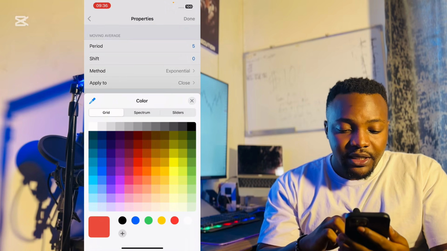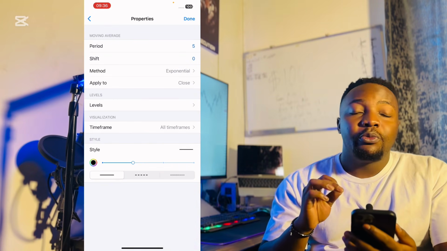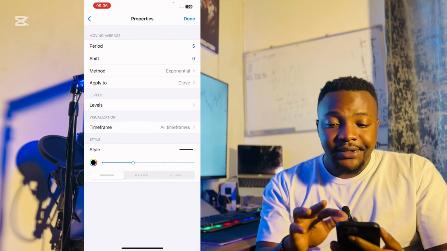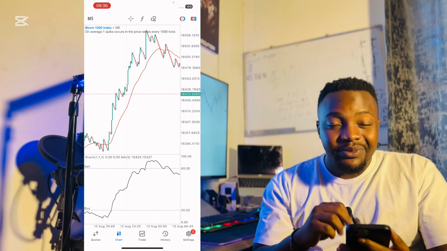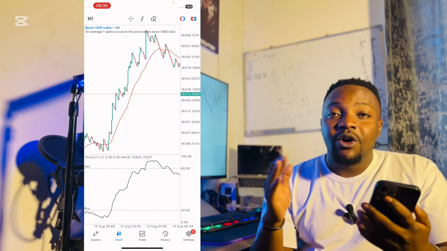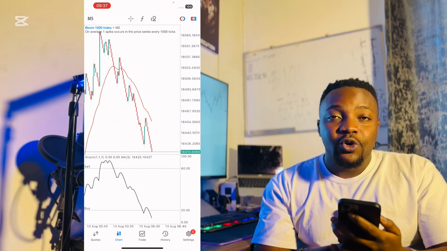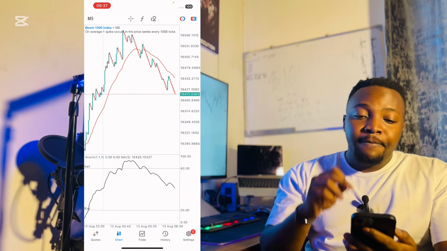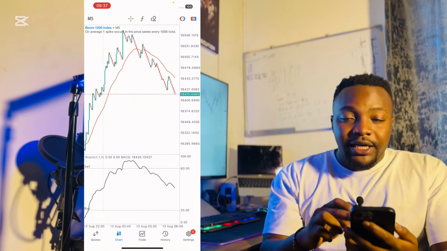So I'm going to go to my style and click that black color, and these will be the final properties for our last indicator. And then we'll simply click done, and as you can see that black line has been added on to our charts. Now what's left is understanding the strategy, understanding the conditions, and knowing exactly when to execute, which is exactly what I'm about to show you.